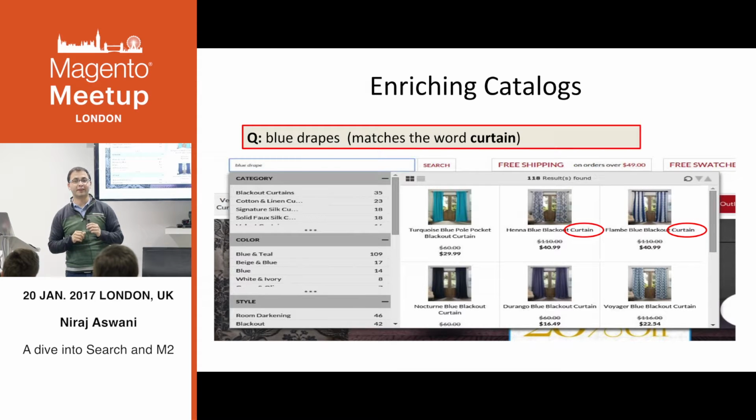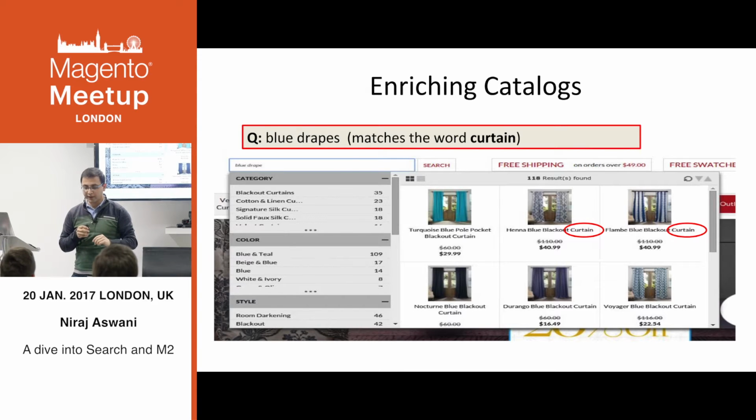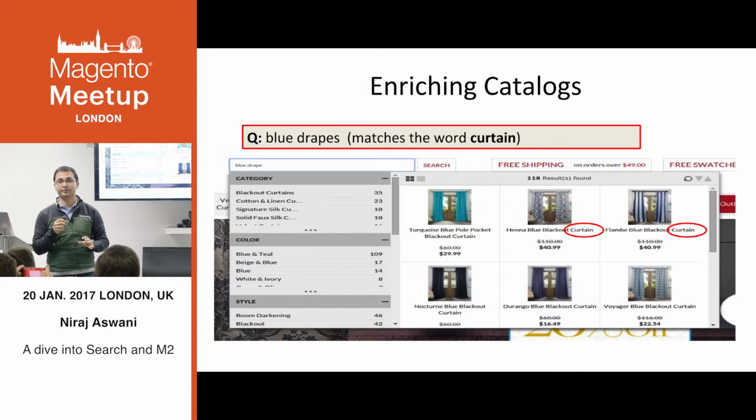Synonyms is another thing. Do you add synonyms to your search? If somebody is searching for blue drapes and in your catalog you have used this term curtain everywhere, you still want curtains to come out when somebody is searching for drapes. So what we do when a catalog is submitted to us, we automatically add lots of synonyms to your catalog so that you don't have to worry about it. Everything will be taken care of by us.